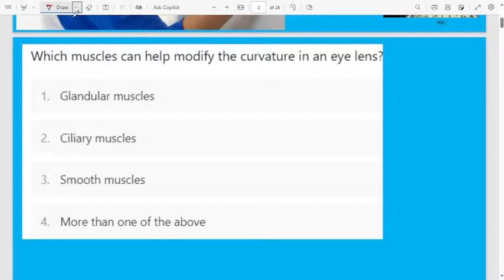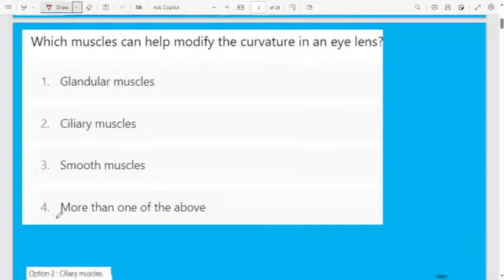Okay. First, let us discuss the MCQ question based on the topic eye and eye defects. First question: which muscle can help modify the structure of the eye lens? Which muscle helps to modify the curvature in our eye? First option is granular muscle, second is ciliary muscle, third is smooth muscle, fourth is more than one of the above.